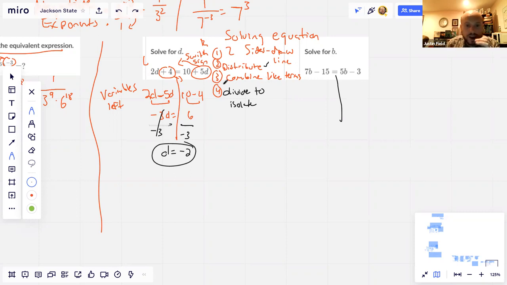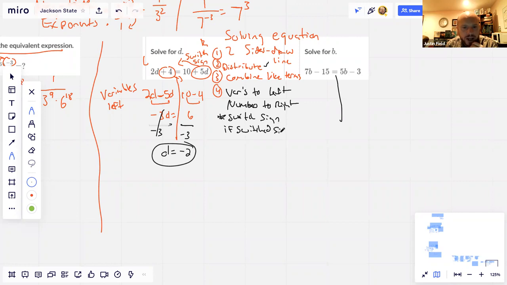Oh my, I forgot to write down, I was singing it, but I didn't write down variables on the left, numbers on the right. Variables to left, numbers to right. Switch sign if switched side. And then the last step is divide.